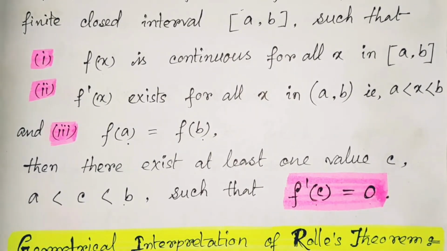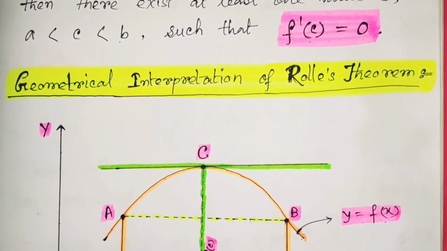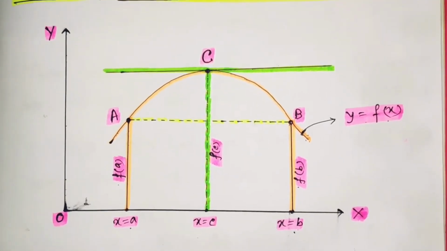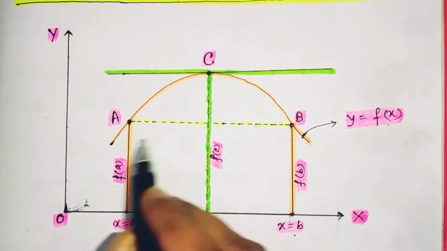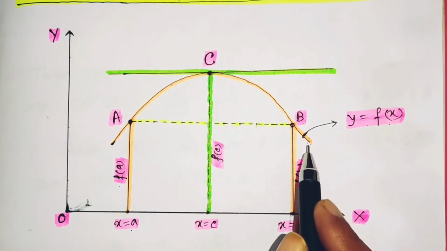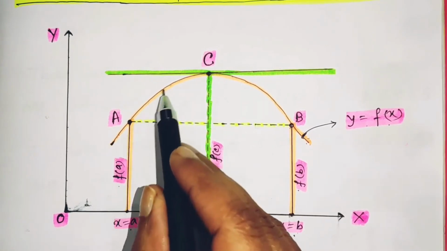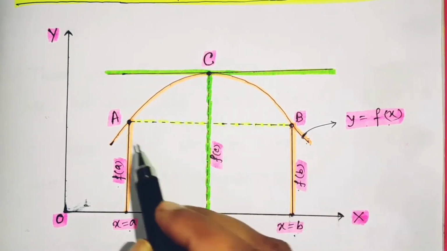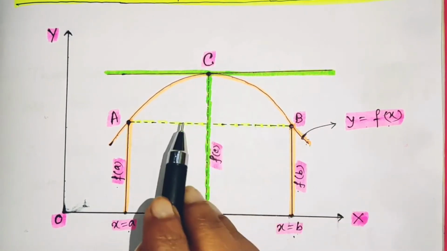So now let us explain the theorem geometrically so that we can understand it better. For the geometrical interpretation of Rolle's theorem, let this one be the function f(x). As in the given situation, the function is continuous. Continuous means there is no break in the function. And not only that, at each and every point of this function, the derivative exists.